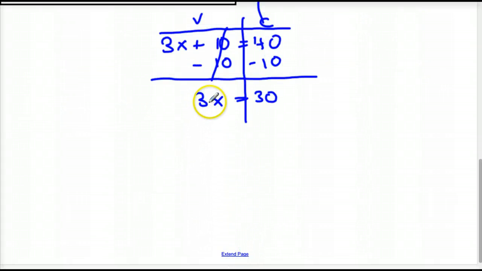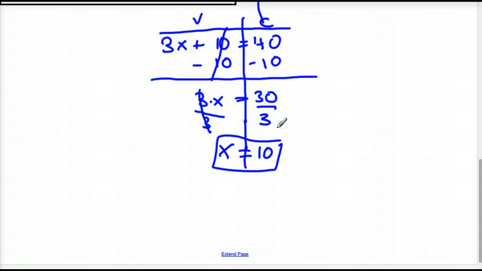Next thing, remember, this is 3 times x. We have to move this number to the number side. The opposite operation of multiplication is division, so I'm going to divide both sides. That makes this cancel. 3 divided by 3 is just 1, so it goes away. And x equals 30 divided by 3, which is 10. And we solved our equation.